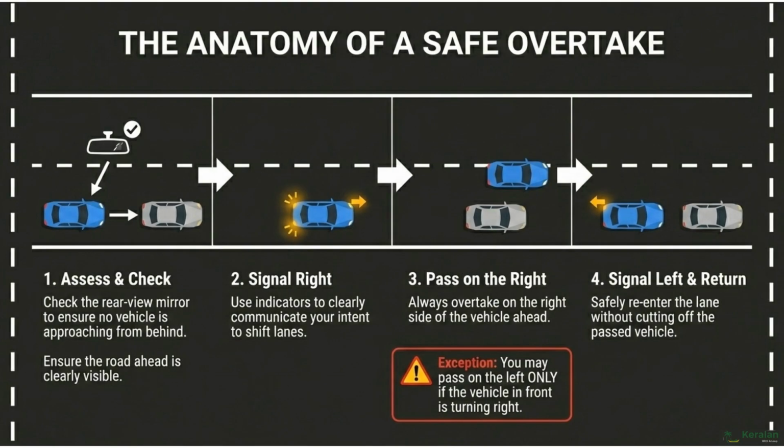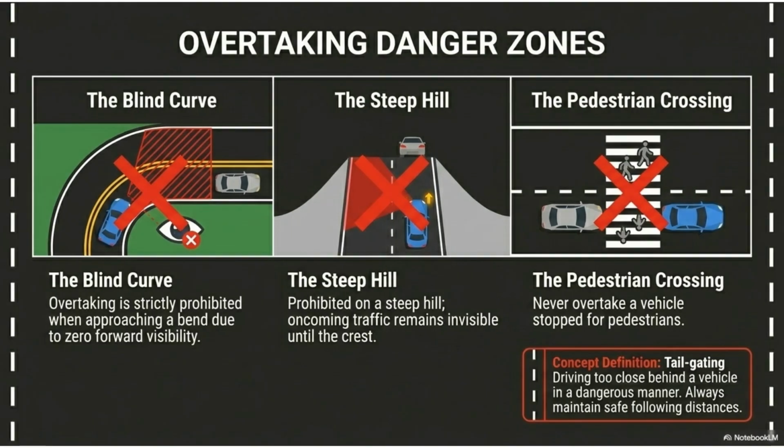Executing a safe overtake requires a structured process. Assess your surroundings, signal your intent clearly, pass on the right, and then safely return to your lane. Avoid overtaking in danger zones such as blind curves, steep hills, or near pedestrian crossings. Additionally, avoid tailgating to ensure you maintain a safe following distance.